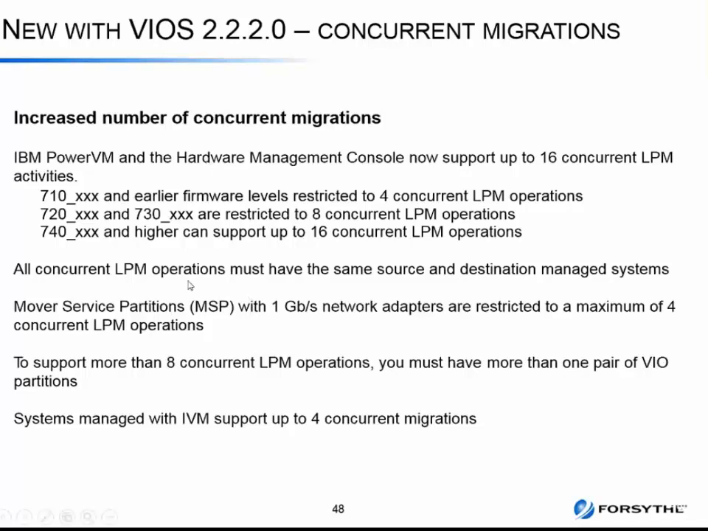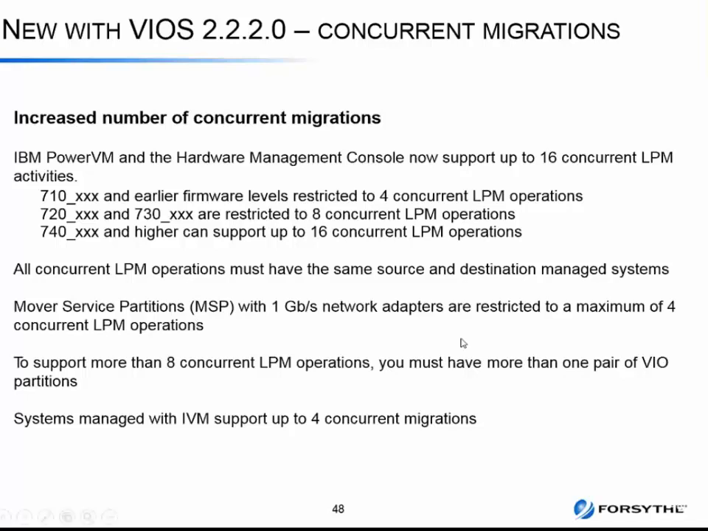However, don't be misled. You can't run concurrent LPMs to multiple boxes. All of the LPMs must be going from the same source to the same destination. So I can move 16 LPARs at a time from server A to server B, but I can't move 8 to server A and 8 to server B. So just be aware of that. Now I can move them between them.